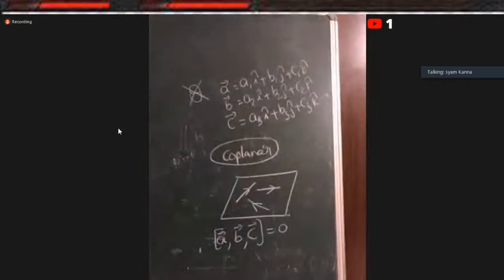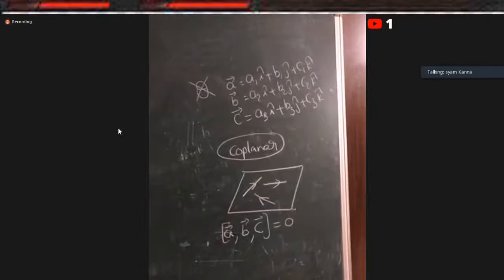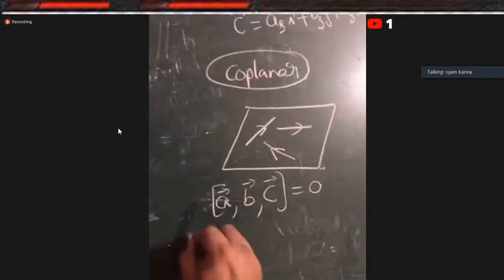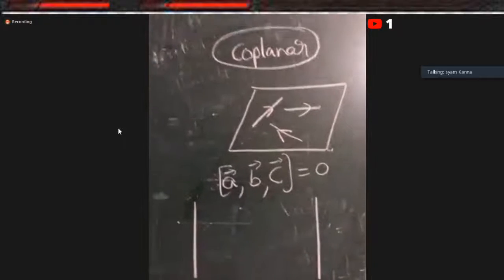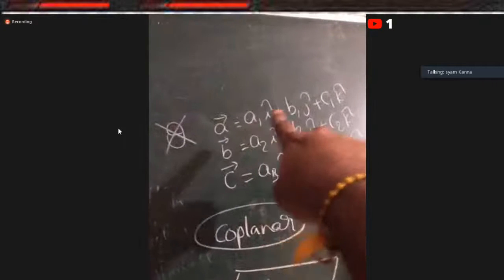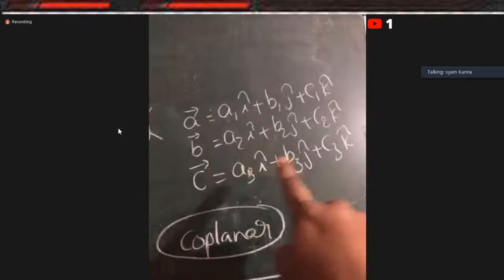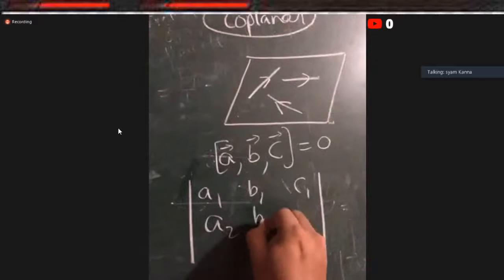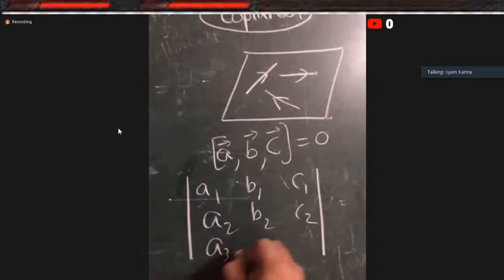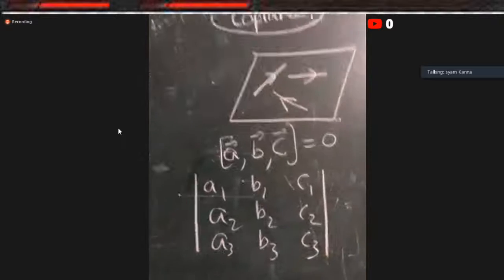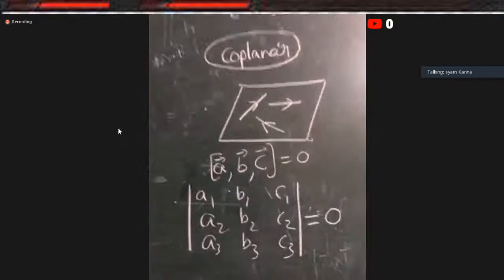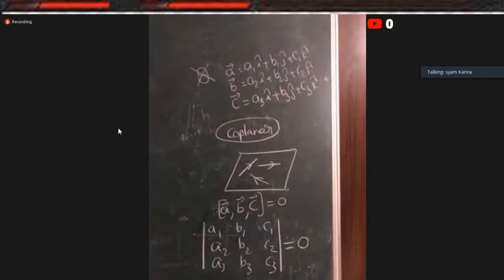Sir, I forgot about the box product. No problem, I will tell you how to do that. You have to find the determinant. What are the first vector's components? A1, B1, C1. That's A2, B2, C2. That's A3, B3, C3. So you have to write A1, B1, C1, A2, B2, C2, A3, B3, C3. This will be equal to 0.